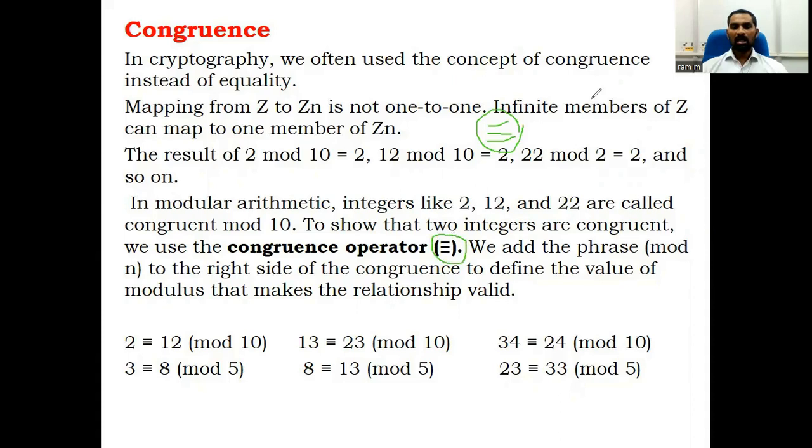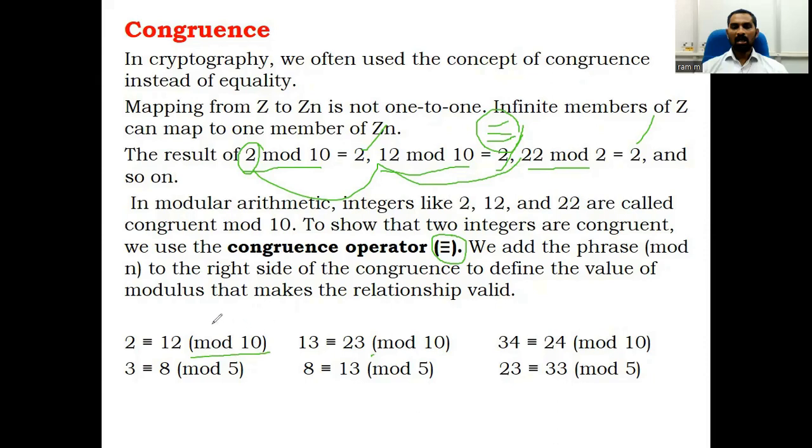Now, how are we going to represent congruence? For example, consider mod 10. 2 mod 10 produces residue 2. 12 mod 10 produces residue 2. 22 mod 10 produces residue 2, and so on. So we can say that 2 is congruent to 12, which is congruent to 22, with respect to mod 10. We need to mention with which mod value those are congruent.